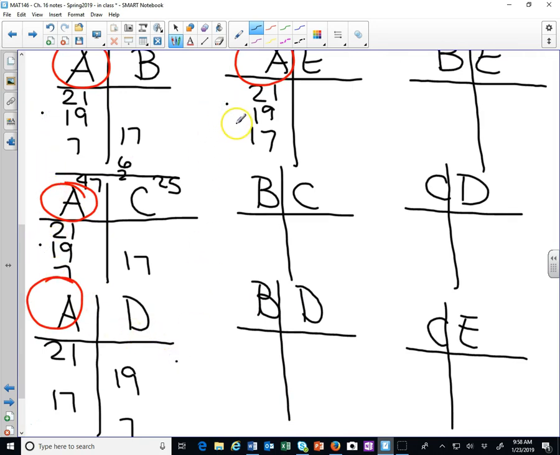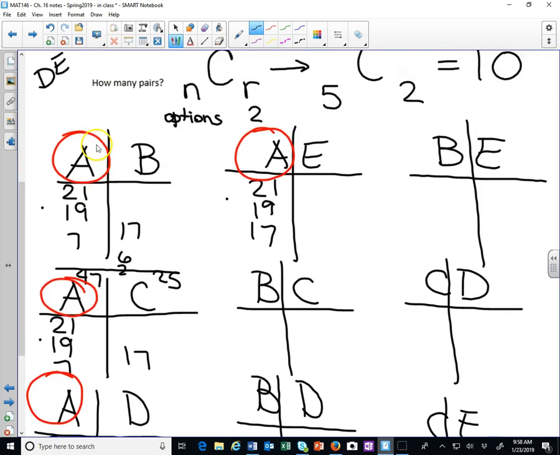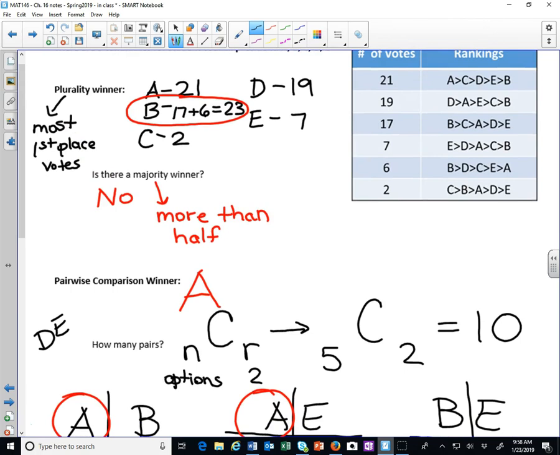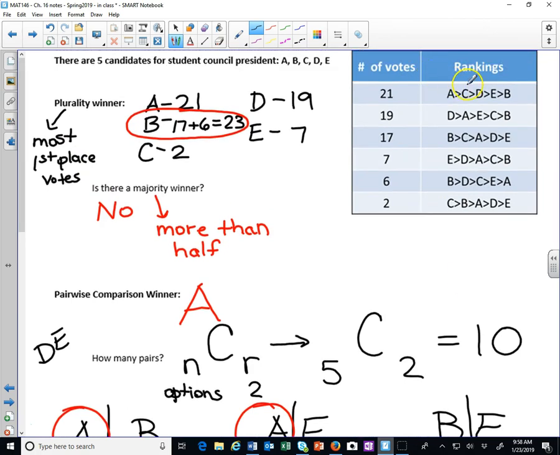So because of that, we were able to kind of stop at that point and say, well, they're going to be the winner because nobody else could win more than 4 pairs since A has already won all of its pairs. But the way we do the pairwise comparison is we're looking up here, and when we're comparing just A and B, we're basically looking at all the rankings and saying, all right, let's pretend like everybody only had A and B to choose from, right?